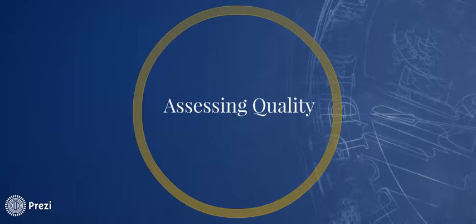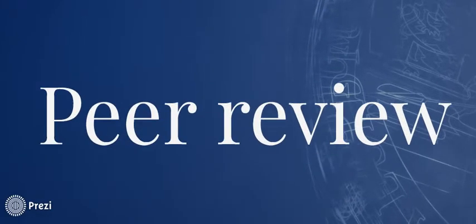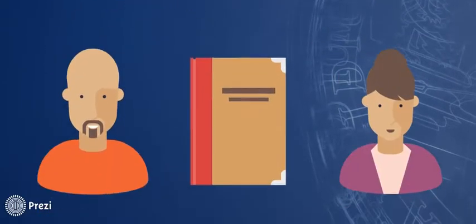But first we will discuss how you can assess the quality of academic articles, journals, and books. Quality in academic publications is facilitated by a practice called peer review. When a researcher submits an article for consideration to an academic journal, the journal editor will try and find one or more scholars to read the article critically and assess its contents. Those scholars are called peer reviewers.